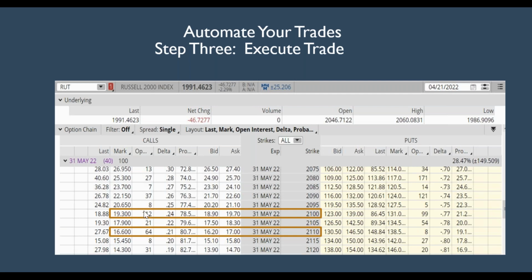Okay. Very easy. I'm looking for 0.2 delta. That's the one I sell. 10 points apart. That's the one I buy. This particular one I was looking at was a bear call. So I'm on the call side. This is the put side. I'm on the call side and I'm selling the 2100 and buying the 2110.